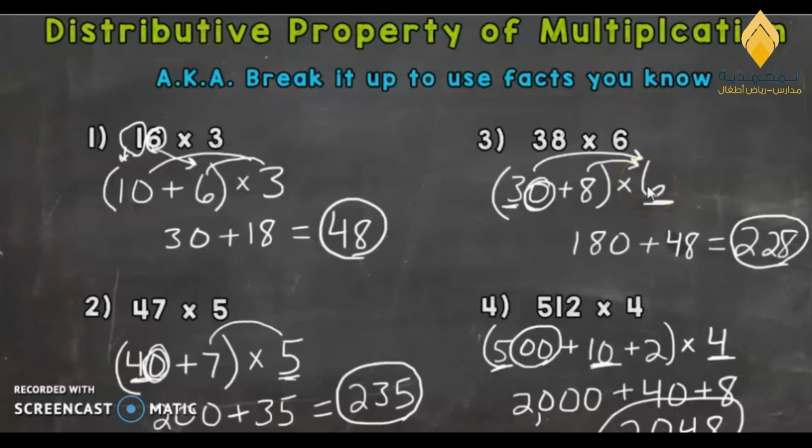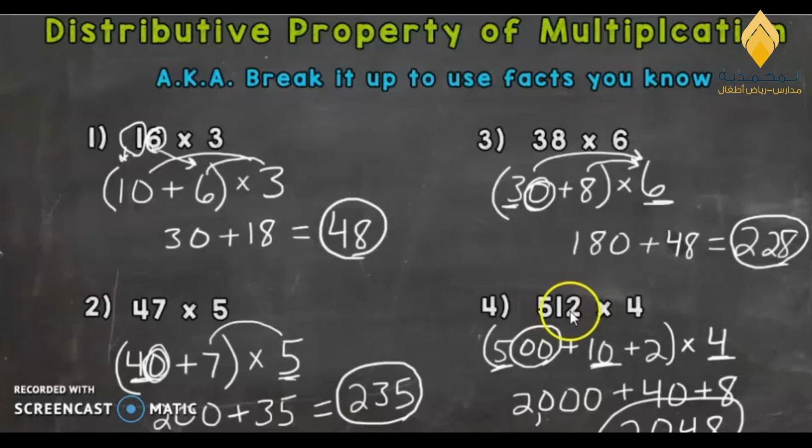Let's do it. 6 times 30 is 180. Why? Because 6 times 3 is 18, right? And put this 0 in the answer next to 18, which is 180. Then plus 6 times 8. 6 times 8 equals 48. Then add these two numbers together, which is easy. 180 plus 48 is 222. Got it? Yes.